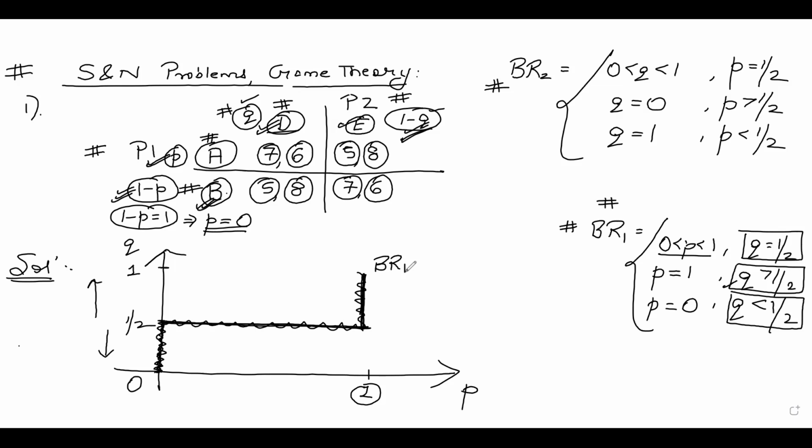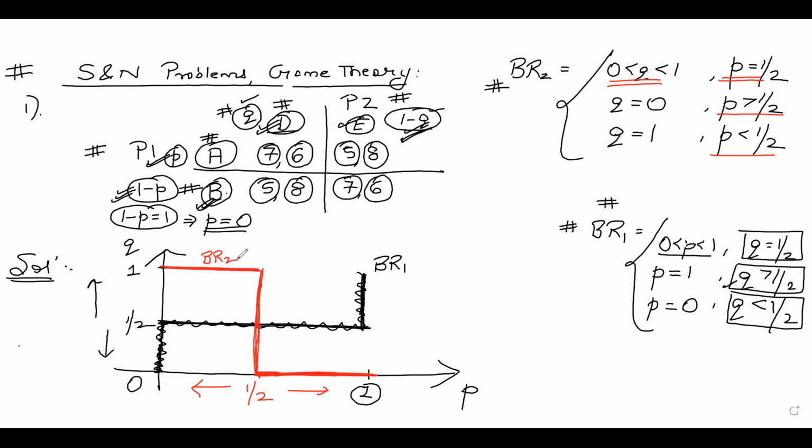Similarly, I can write the best response function for player 2. I can draw that. I'm using red color for it. When P is equal to half, Q lies between 0 and 1. So this is my P equal to half. When P is greater than half, Q is equal to 0. So this part. And when P is less than half, which is this, Q is equal to 1. So this is the best response function for player 2.